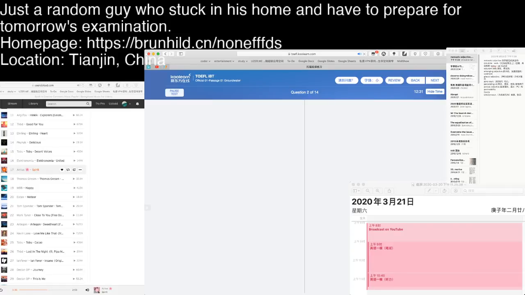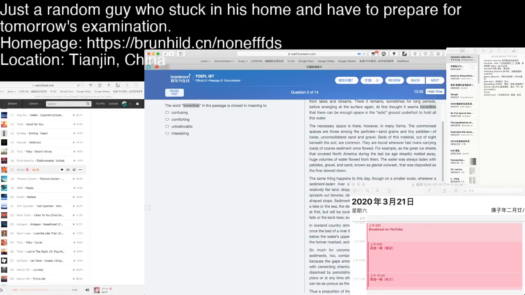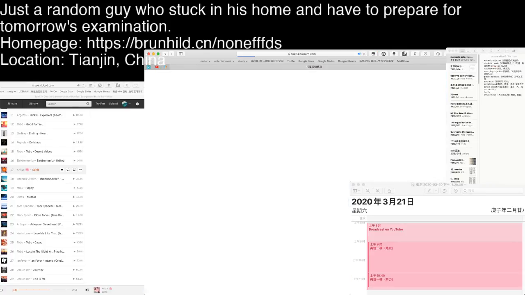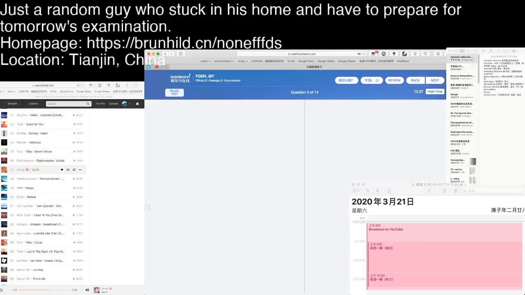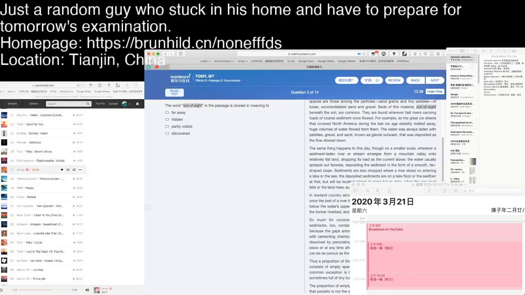The word incredible means unbelievable. It's easy. Simple. The word outside in the passage is close to meaning... Partly? It's not partly. It's hidden. I think it's hidden. Next.